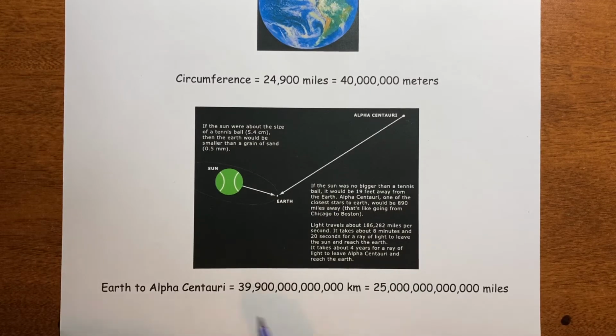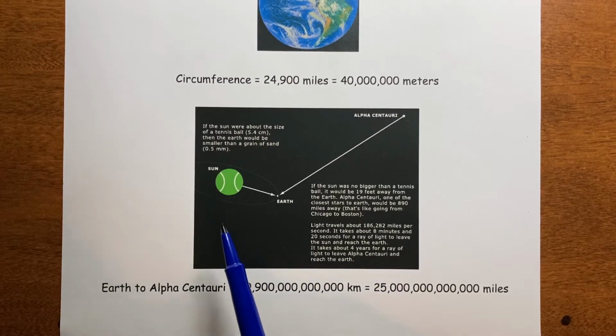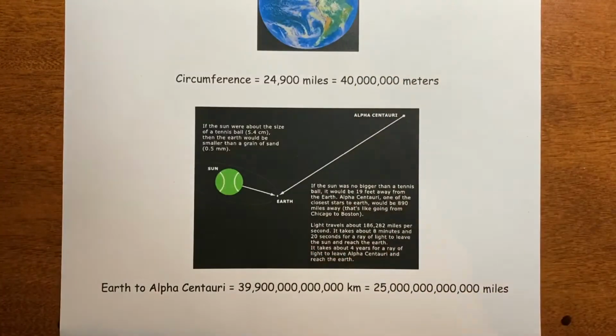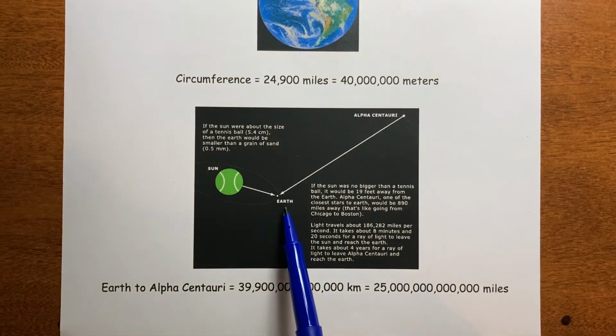That's a long way. Or in the metric system, that would be 39 trillion 900 billion kilometers. What does that really mean to us? How does that work? Well, relative scales sometimes help. So imagine that the sun were the size of a tennis ball. If we shrunk everything down and the sun were the size of a tennis ball, about like this, then the Earth would be smaller than a grain of sand.